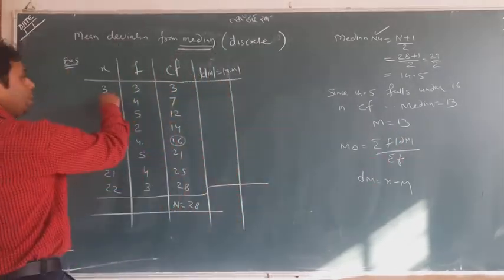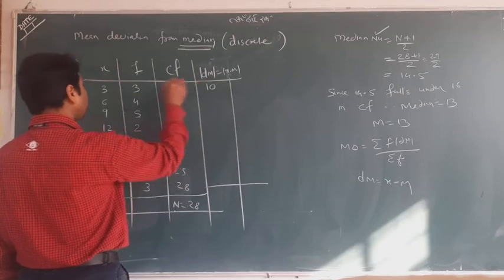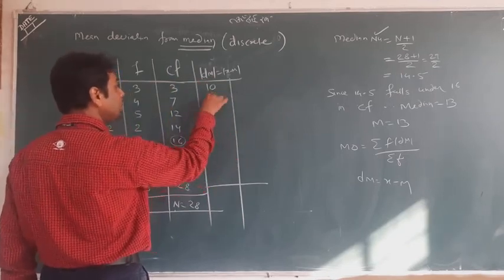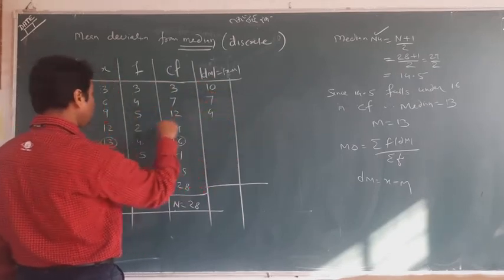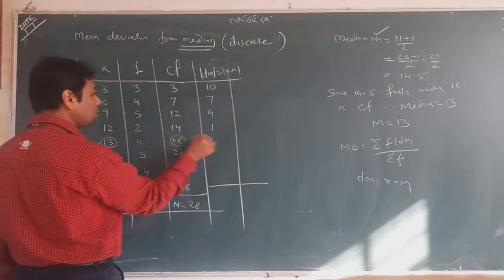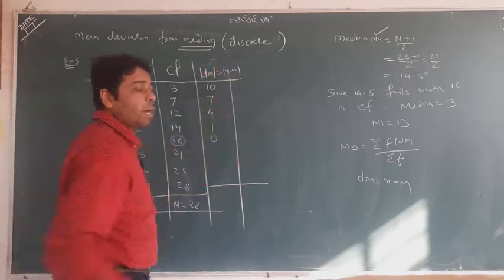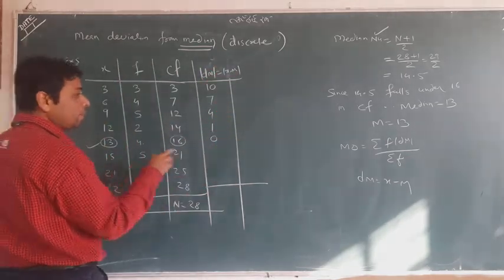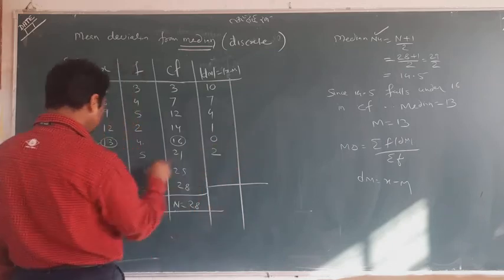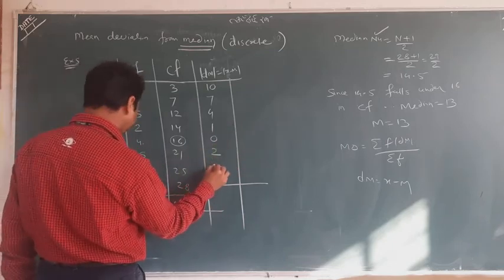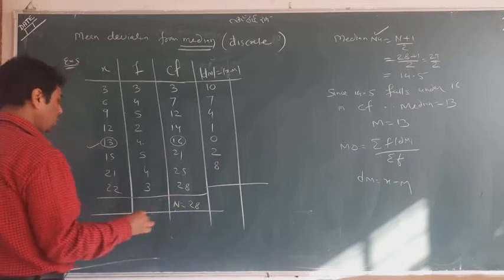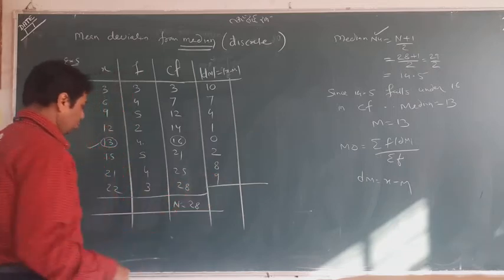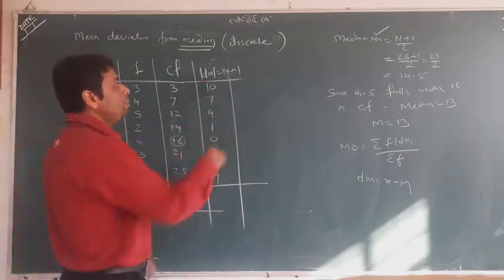So this is x and this is m. Go on. 3 minus 13, 10. 6 minus 13, 7. 9 minus 13, 4. 12 minus 13, 1. 13 minus 13, 0. You know, it is a mod, so I'm not taking the minus sign. 15 minus 13 is 2. 21 minus 13, 8. And 22 minus 13, 9.